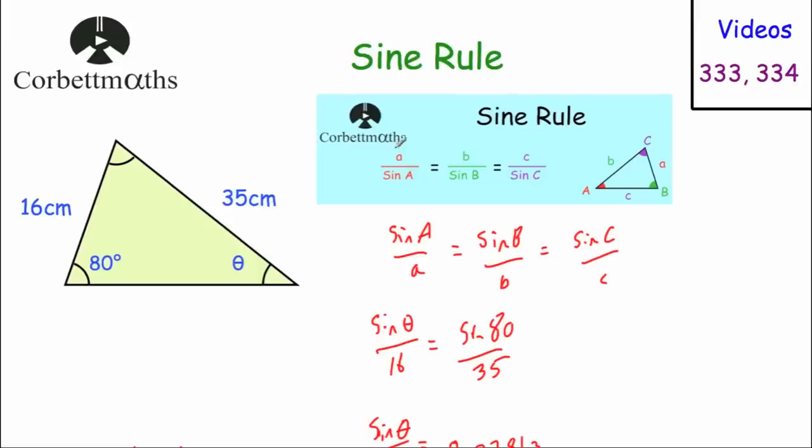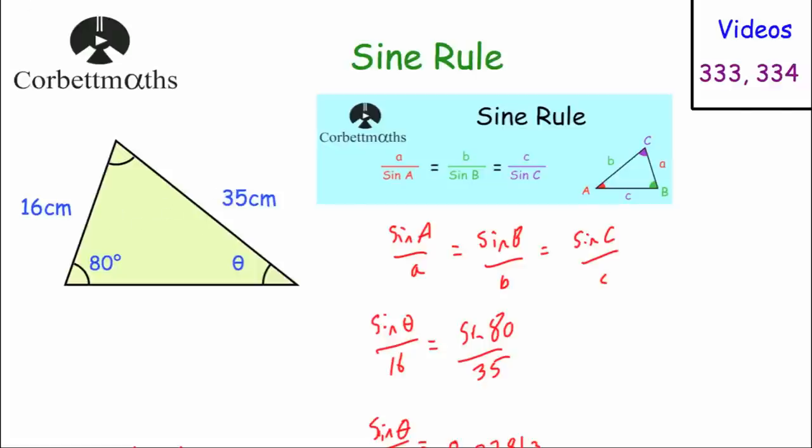So the sine rule is a over sine A equals b over sine B equals c over sine C. And that version of the formula I use a lot whenever I'm finding missing sides, because the sides are on the numerator. And if I'm finding the missing angle, I flip it over and write sine A over a equals sine B over b equals sine C over c. And the sine rule is particularly useful whenever you've got an angle and a side opposite each other, and then you're trying to find a side or an angle.